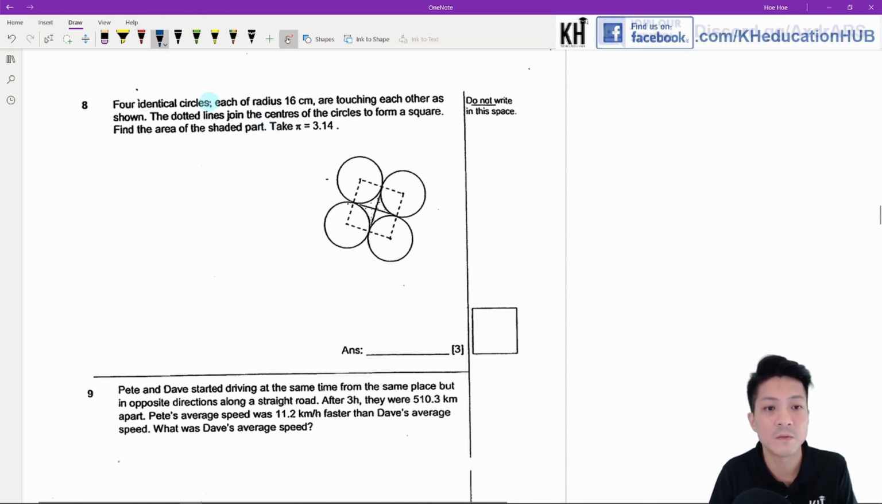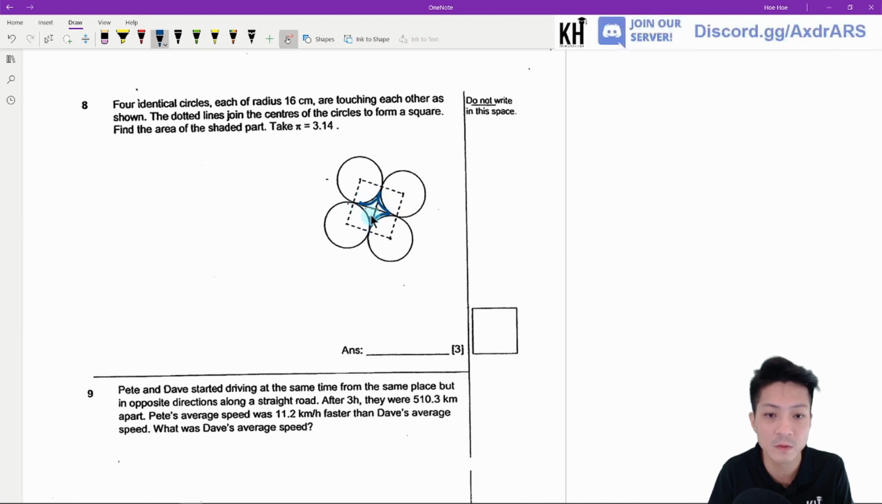Question 8. Four identical circles, each of radius 16 cm, are touching each other as shown below. The dotted lines join the centers of the circles to form a square. Find the area of the shaded part. In this case, the shaded part is this part over here, so I'm going to shade it up here.